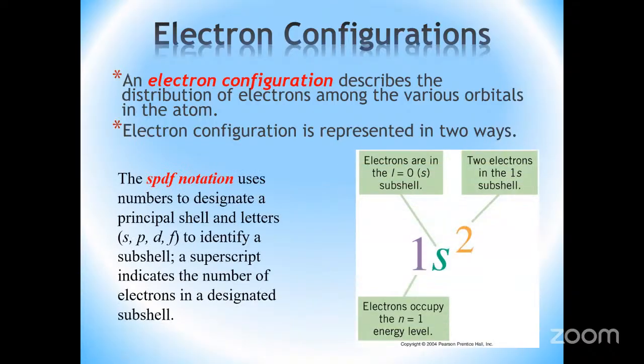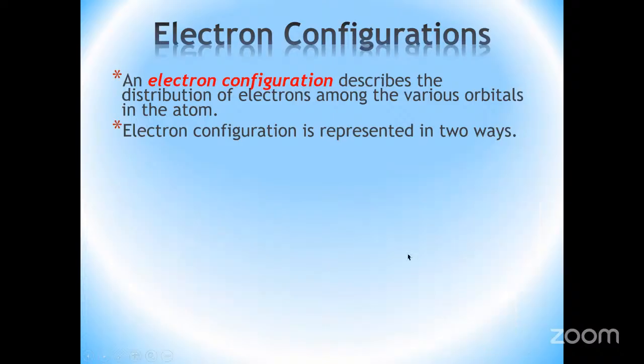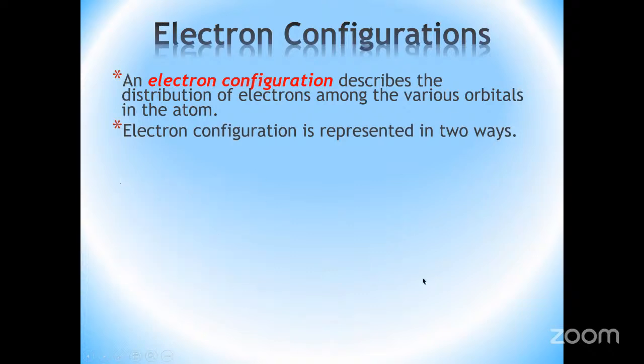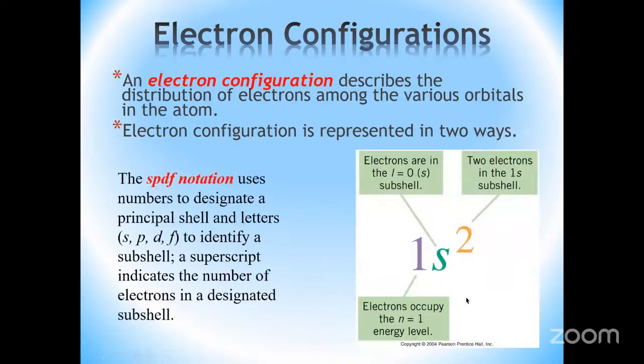One is called the SPDF notation, and it looks something like this. Typically, the SPDF notation shows you where the electrons are located within a particular subshell, and of course, which shell the subshell belongs to. So for example, you see 1s². The 1 represents the shell that we're referring to. The s represents the subshell within that shell. And this 2 here, written as a superscript, is the number of electrons present within that subshell.